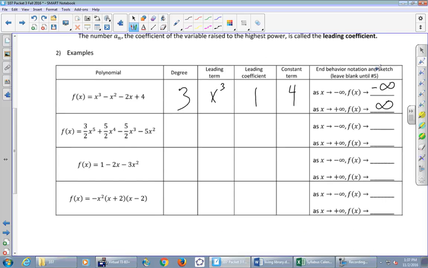This last one in the table is already in factored form, but you don't need to distribute everything, not for the purposes of this question. So you can think about what's the minimum amount of work I need to do to get the answers to this table. Okay, raise a flag and I will help out. We're expecting lots of questions today.